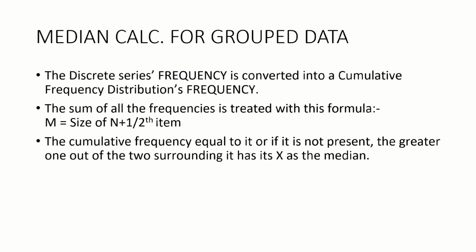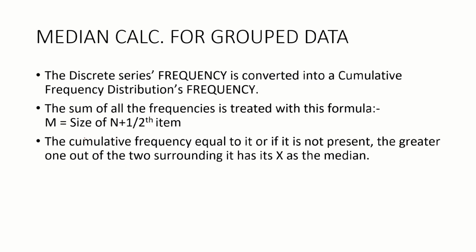That item is technically considered. But what if that frequency isn't even given in the cumulative frequency? Well, the cumulative frequency just above the answer is taken. For example, if the sum of all frequencies is 60, so if it's 61, then 62 divided by 2. Well, 62 divided by 2 equals 31. So the 31st item will actually be the answer, okay?